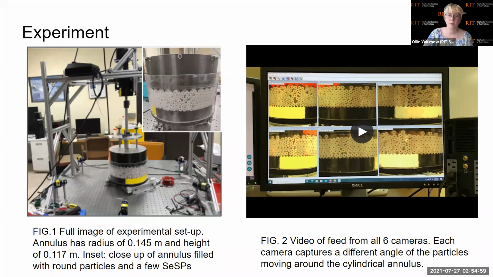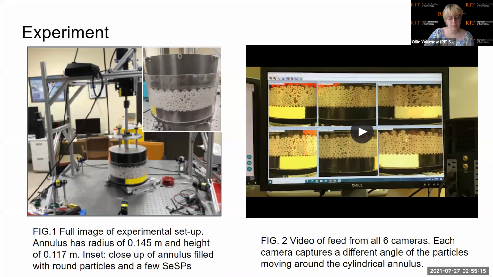The round particles have one red dot located at their center, and the SeSPs have 2 red dots, one big and one small. The dots of the round particles are slightly larger than the big dot of the SeSP, which can allow us to differentiate them by size, if we so desire.